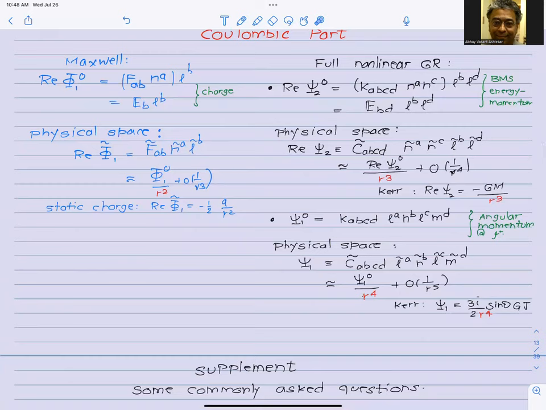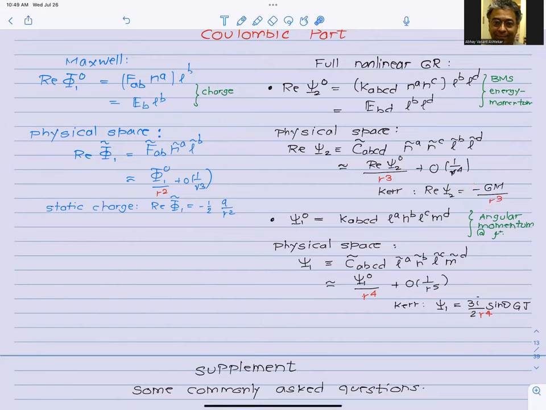In the physical space-time, this was, as we saw, because of the relation between the tetrads in the physical and the conformally rescaled space-time, this real part of phi 1 in the physical space-time falls like 1 upon r squared. Similarly here, you can just check what happens with n's and l's, and you will find that this corresponds to the real part of psi 2 naught upon r cube. In the curved space-time, the real part of psi 2, which is what this is up here, is just given by minus GM upon r cube.